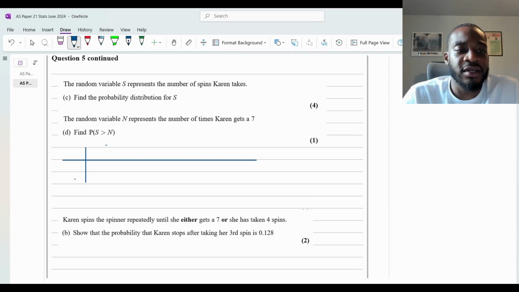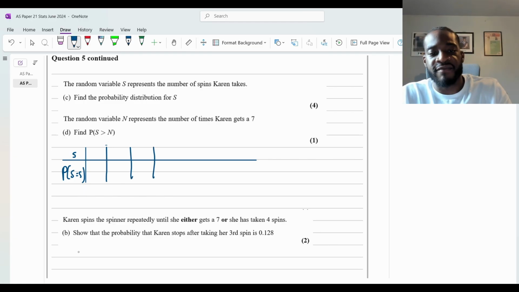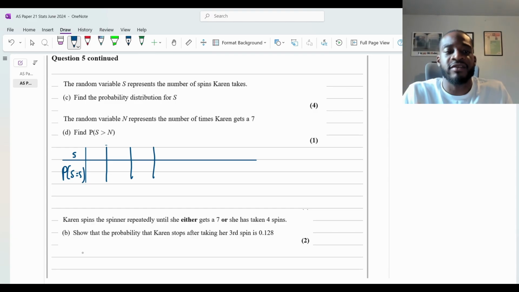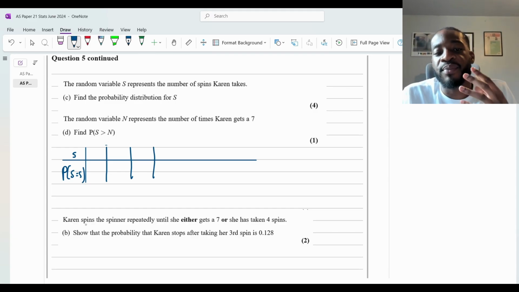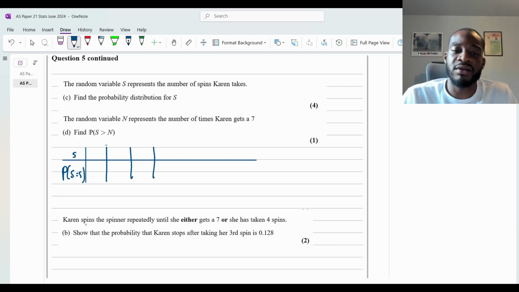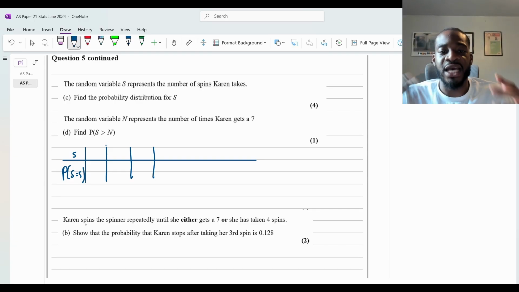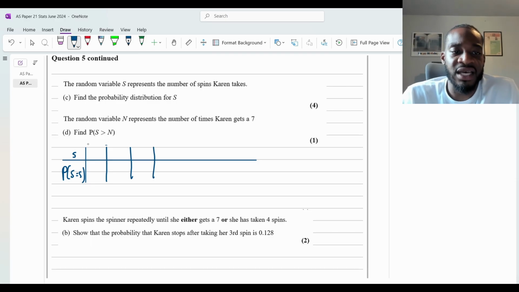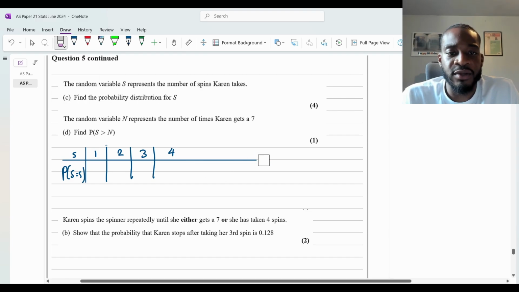And then let me get rid of the ruler. And I'm going to say this is lowercase s, and this is the probability of S equaling s, right? Now, remember, S is the number of spins Karen takes. So how many spins is she going to take? Well, she's playing this game, and as you can see, I've got part B here underneath just to give us the context again. Karen spins the spinner repeatedly until she either gets a 7 or she has taken 4 spins. So she takes at most 4 spins, isn't it? She's going to have to take at least 1 spin to play the game. So it'll be 1, 2, 3, or 4. And then I can rub a lot of that out, to be fair.